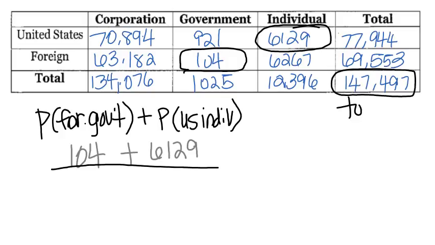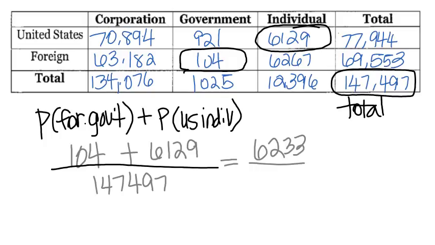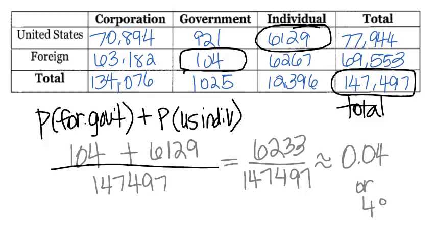Remember, there's our total of that 147,497. And again, we can use our handy-dandy calculators. 6,233 over 147,497, which will lead us to approximately a very, very small percentage of about 0.04 or 4%.